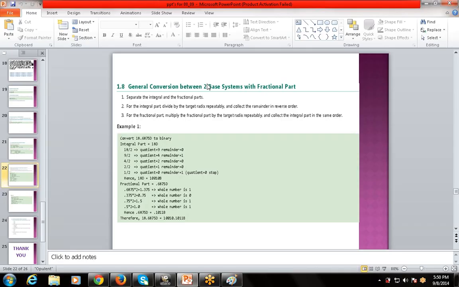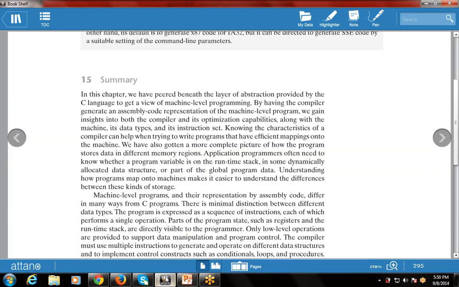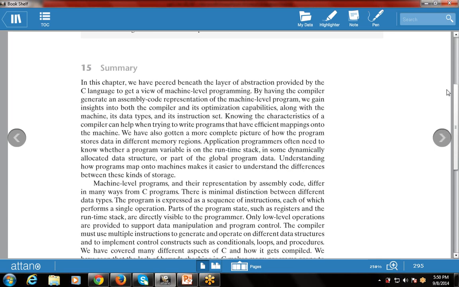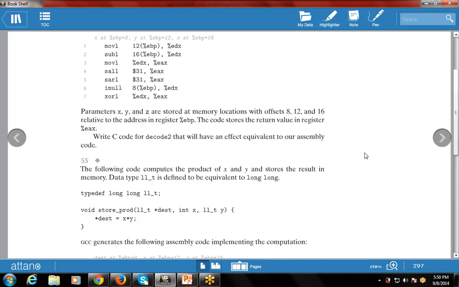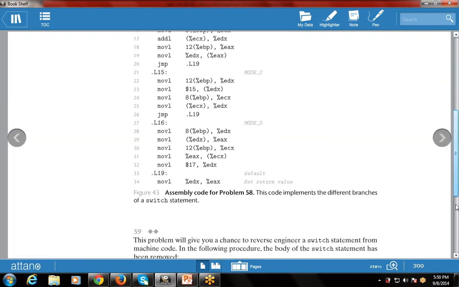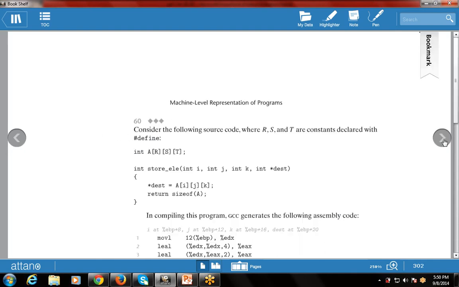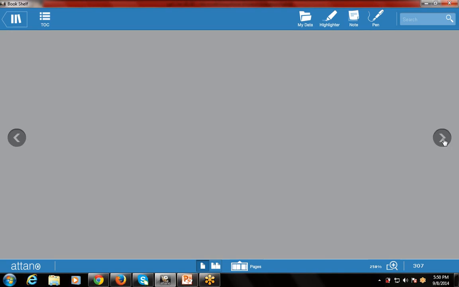Now let's see in your book. This is the summary point, how we are using it. These are the notes. These are the multiple examples which you have to study.